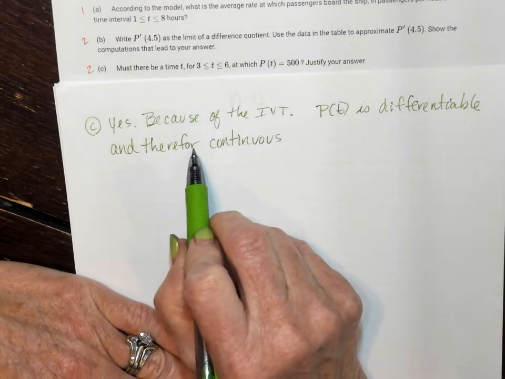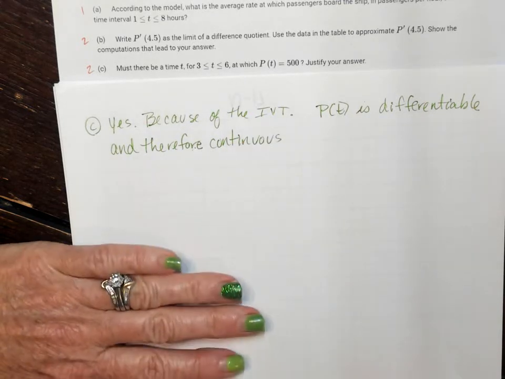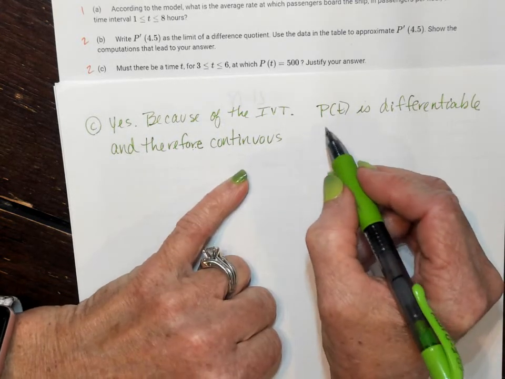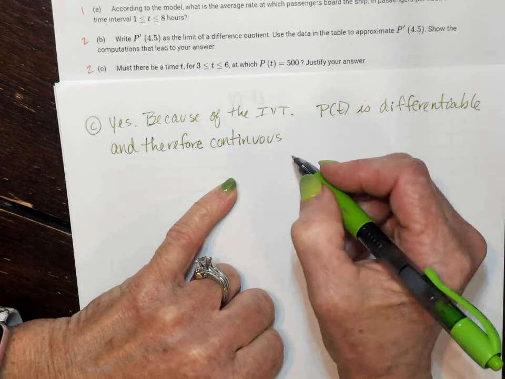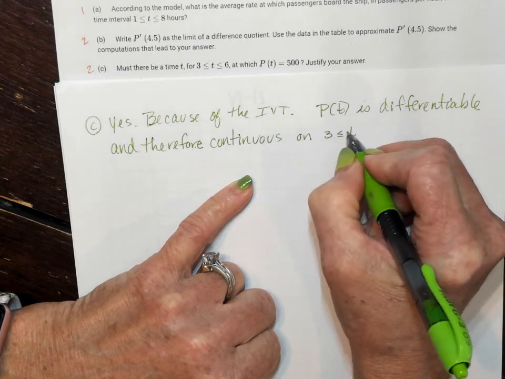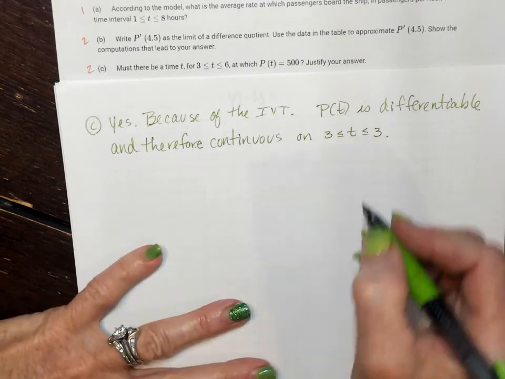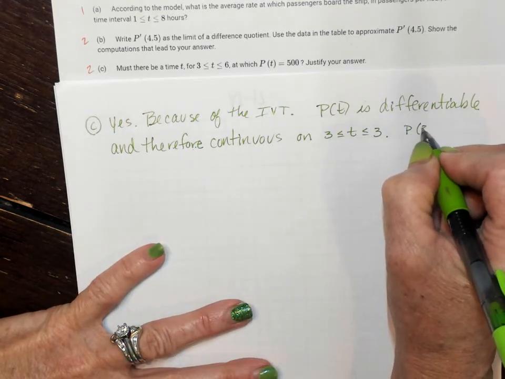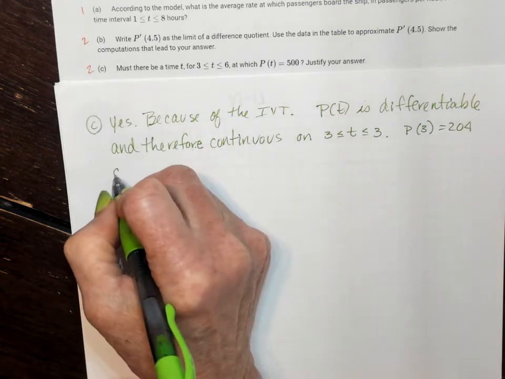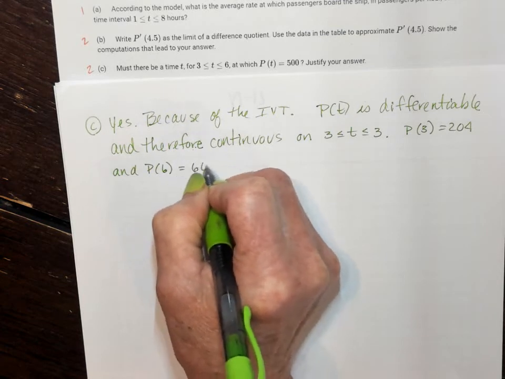I can never remember if therefore has an E on the end or not. To me, it looks bad both ways. I think actually I've looked it up. I think it's acceptable either way. P of t is differentiable and therefore continuous on the interval between 3 and 6. P of 3 is equal to 204 and P of 6 is equal to 600.